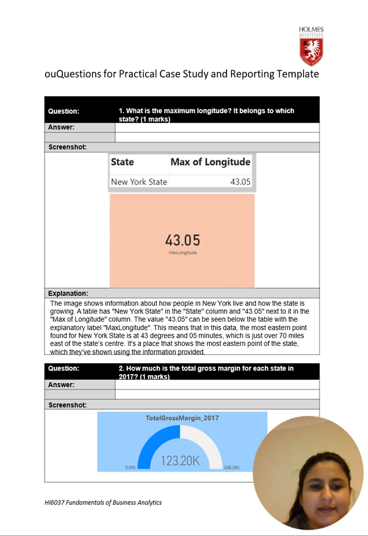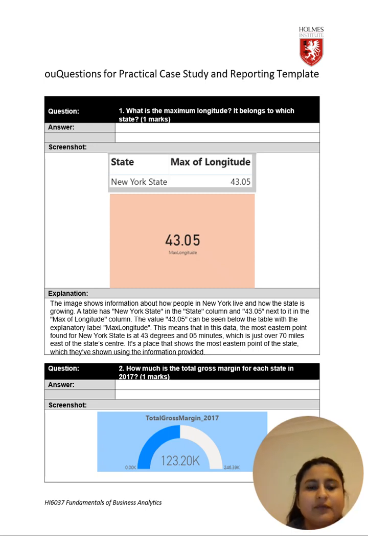I will be starting the presentation by explaining the first three questions. I am joined by my team members Mehak, Komal and Sapna. Together we are presenting on the practical case study and reporting templates. We hope you find our presentation informative and engaging.